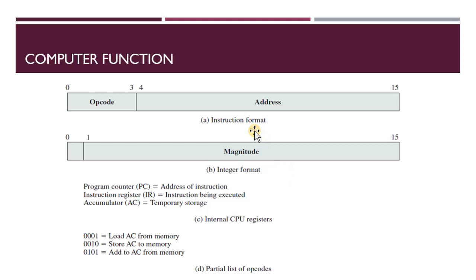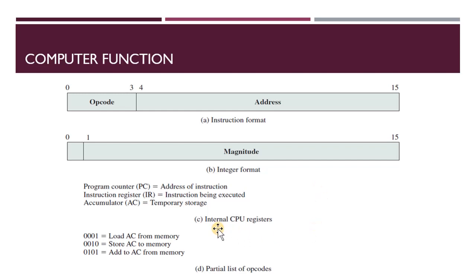Inside the instruction format, it is classified into two parts, which are the opcode and the address. Opcode means operation code. The operation code takes 4 bits of data, and the rest is the address data. In the integer format, the first bit reflects the sign, whether it is a positive number or a negative number, and the rest is the magnitude of the data.